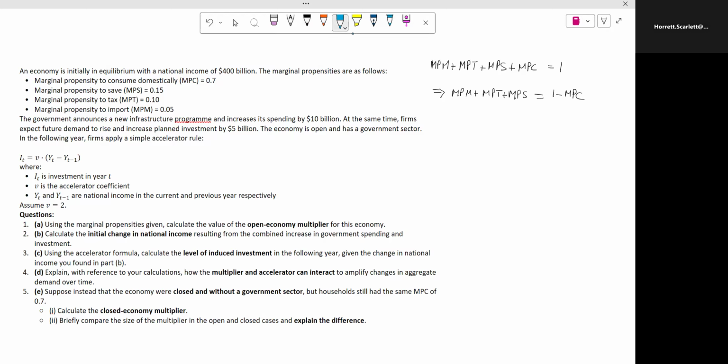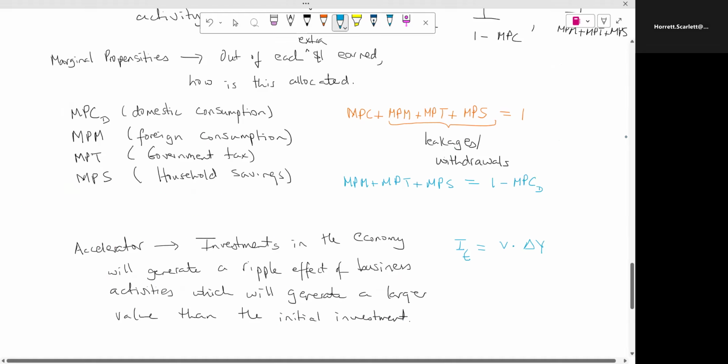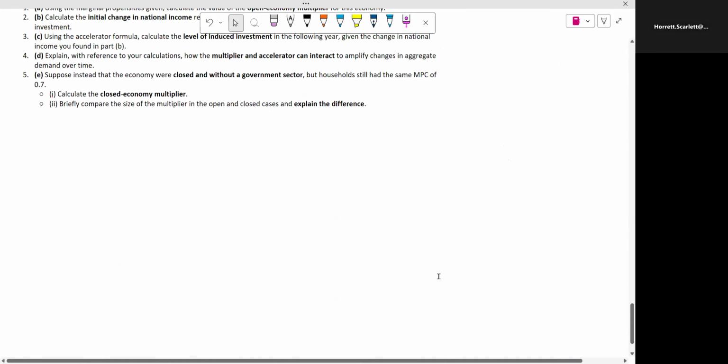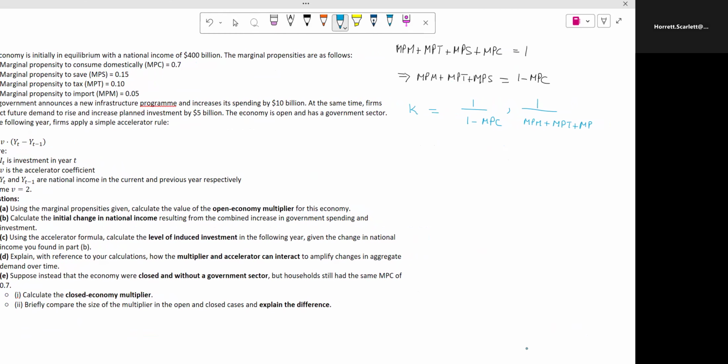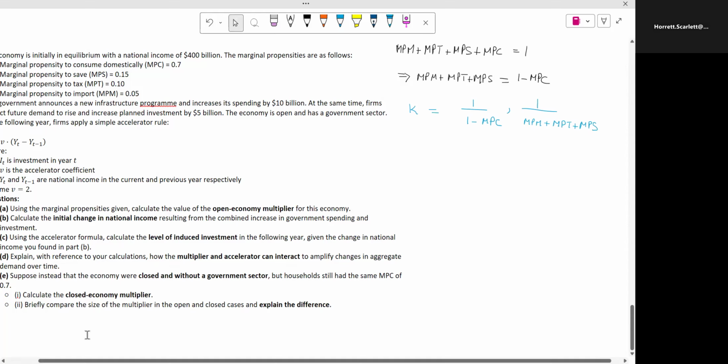We were also told that in order to compute the multiplier, we could use K. And we can say that K is equal to 1 over 1 minus MPC, which is the same thing as saying that it can be 1 over MPM plus MPT plus MPS. All right, so we know that.